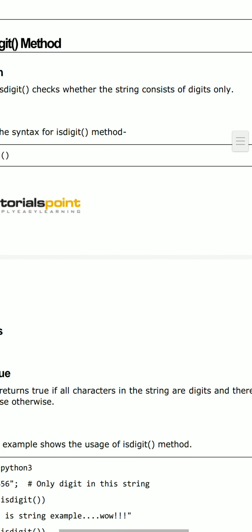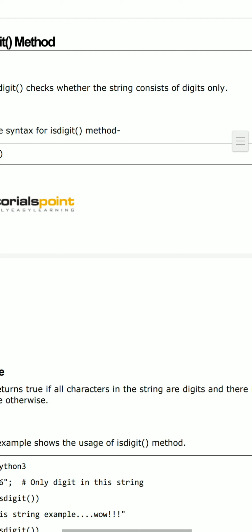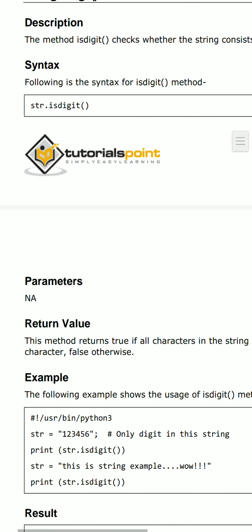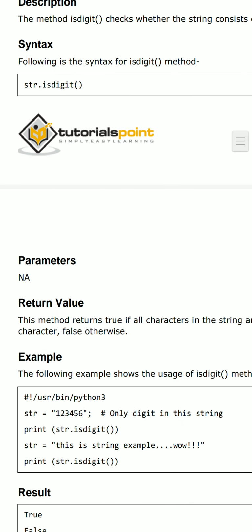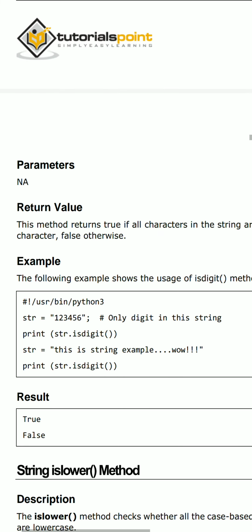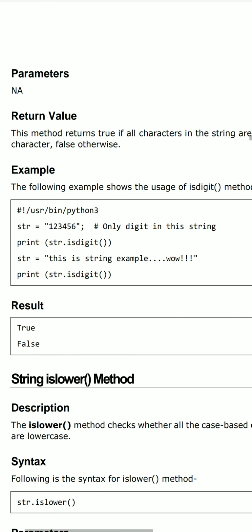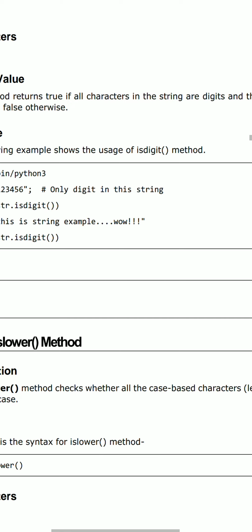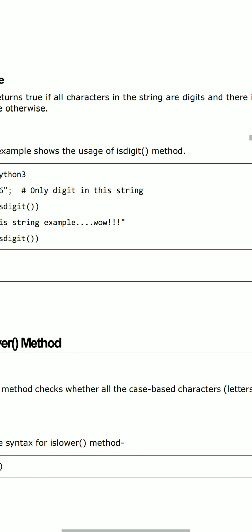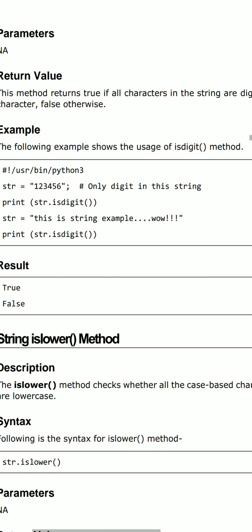So it checks whether the string consists of digits only. This method is called string.isdigit(). It has no parameters, and it returns true if all the characters in the string are digits and there is at least one character; otherwise it returns false.